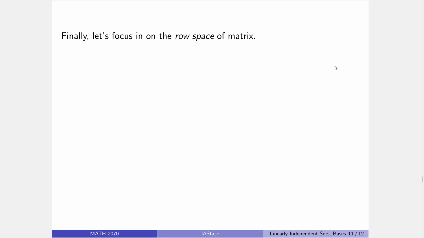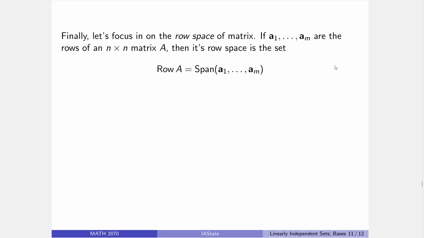Now, what is the row space? Well, as the name suggests, it's going to be the rows. That should be an m by n matrix, not an n by n. Always something. We'll do it live. So we have m rows, and if a1 to am are the rows of a matrix, its row space is the span of the rows. Right, column space is the span of the columns. Row space should be the span of the rows.